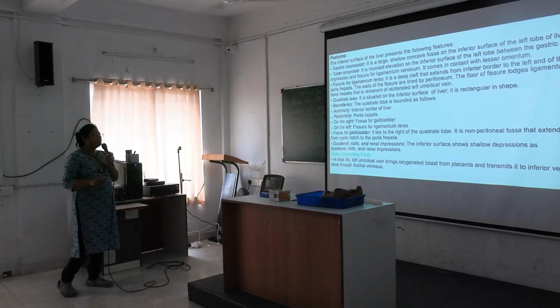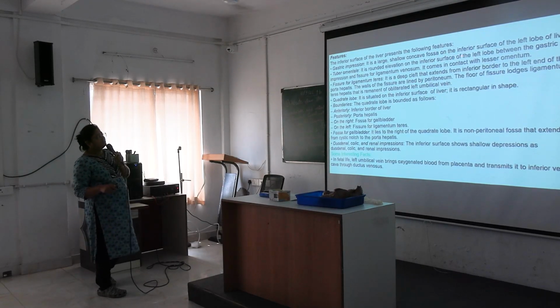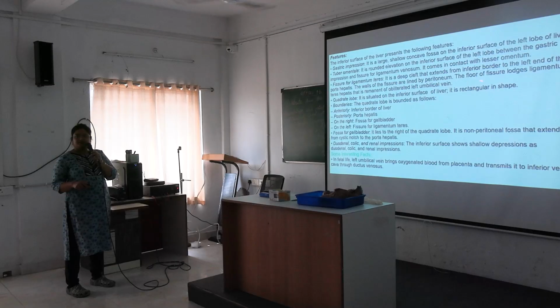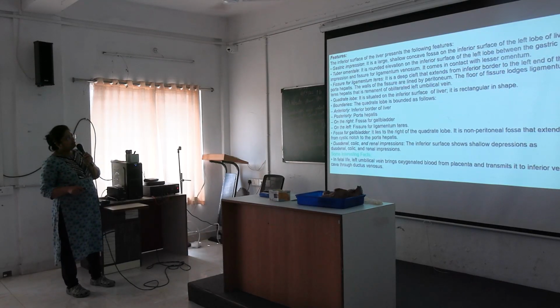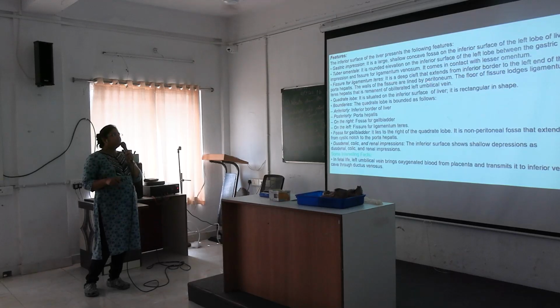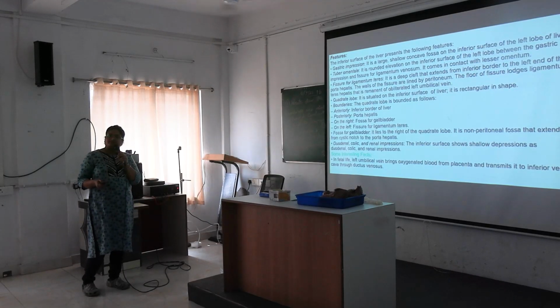Next is fissure for ligamentum teres. It is a deep cleft that extends from inferior border to the left end of the porta hepatis, and the walls of this fissure are lined by peritoneum. The floor of fissure lodges the ligamentum teres hepatis, and that is the remnant of obliterated left umbilical vein.